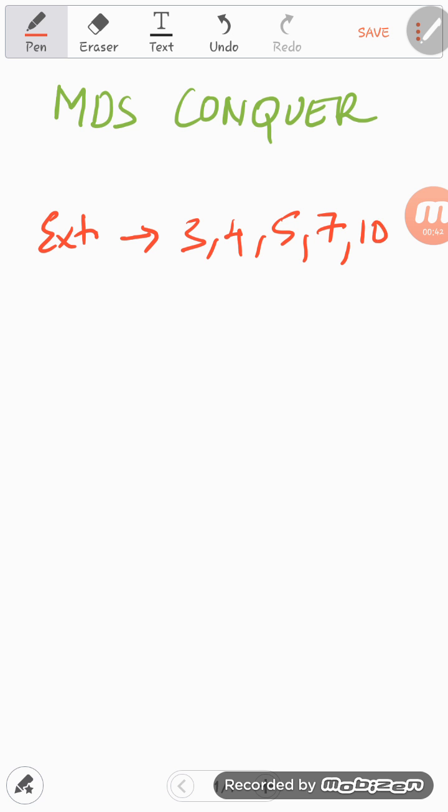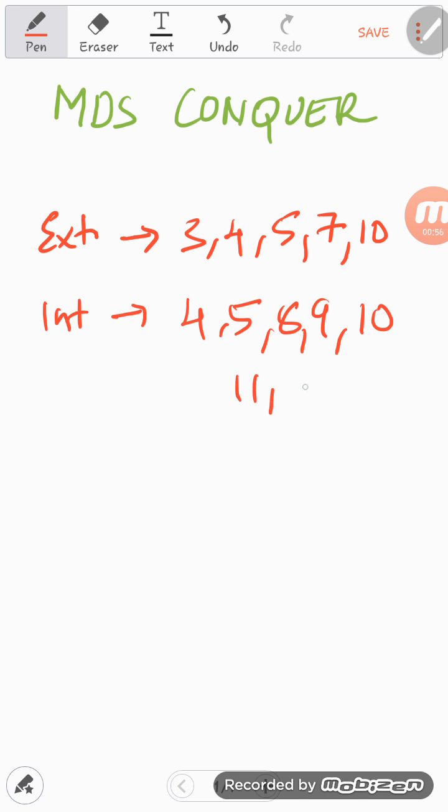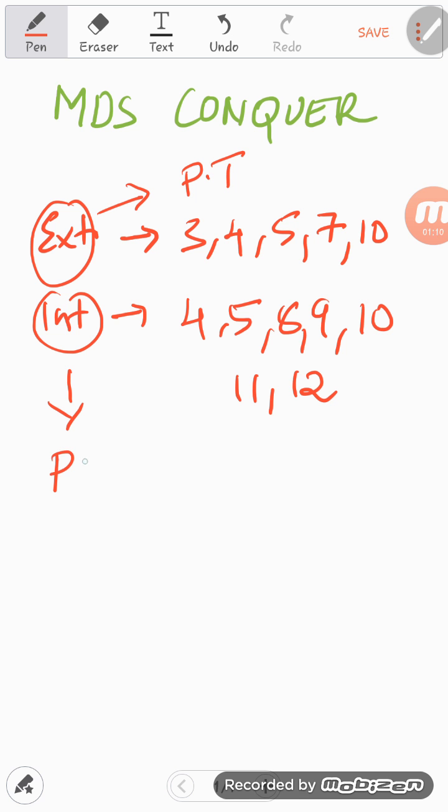The second question is the factors that are involved in the intrinsic pathway. The answer is 4, 5, 8, 9, 10, 11, and 12. And I hope you are well aware that the extrinsic pathway is related to the prothrombin time, whereas the intrinsic pathway is related to the partial thromboplastin time.